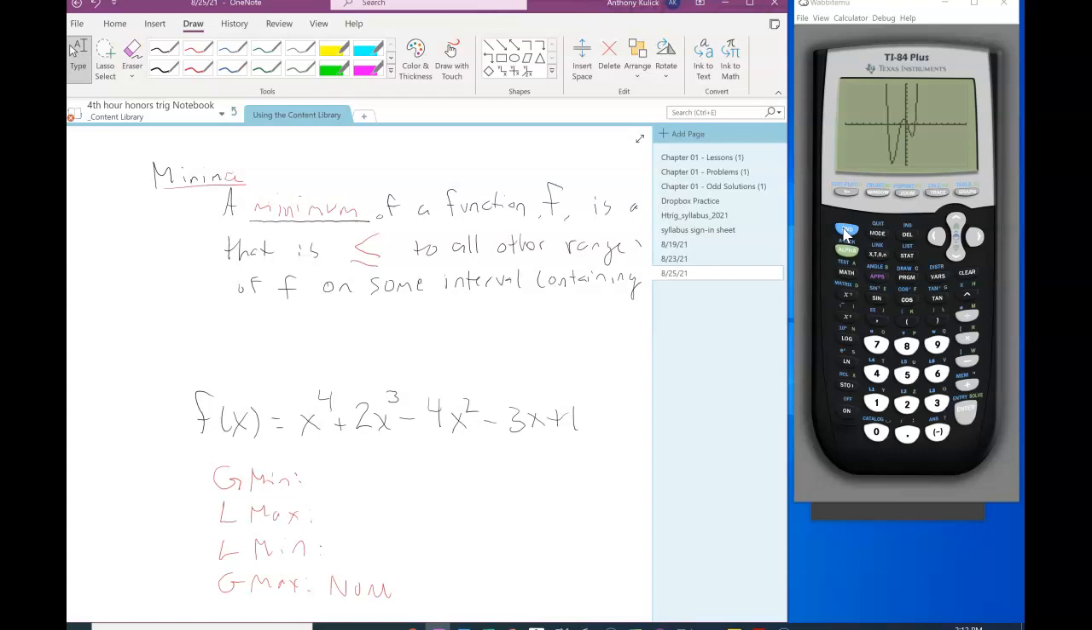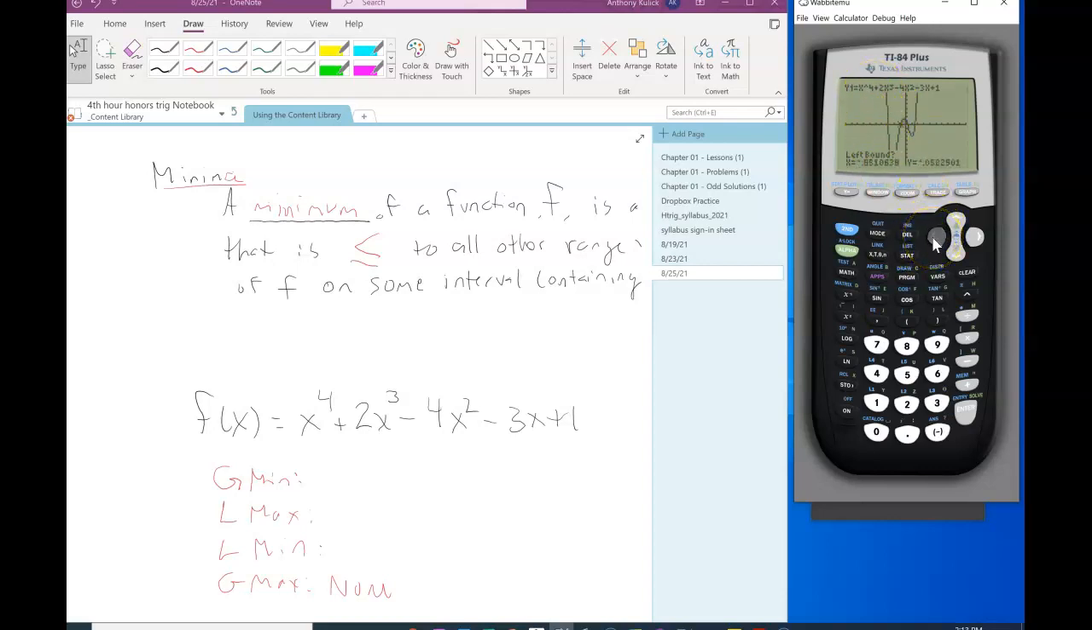All right. To get to the options to find the maximum and minimum, I'm going to press the second button, the blue one, and then the trace button, which is on the big row at the top, the fourth one over. The first one I'm looking for is the global minimum, so I'll pick minimum from the list. My calculator is then going to ask me 3 questions. The first is left bound, so I need to move my cursor somewhere to the left of that minimum, and then press enter.